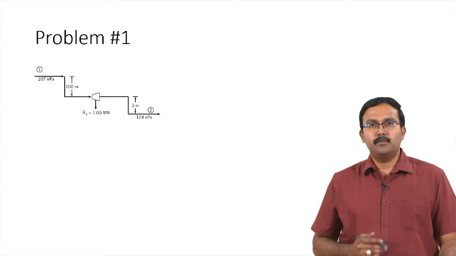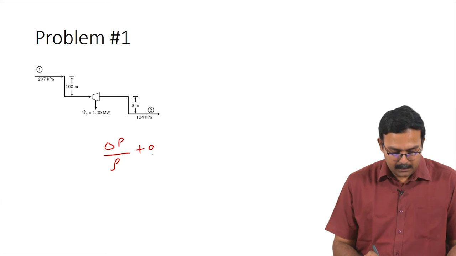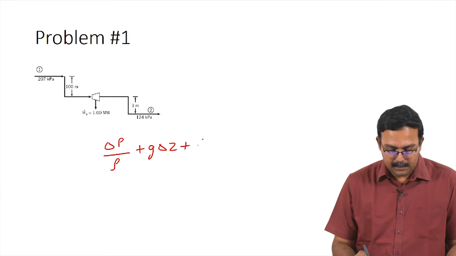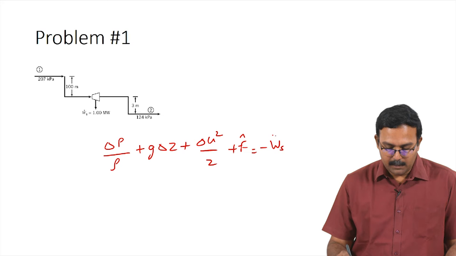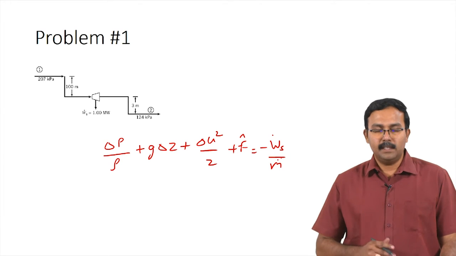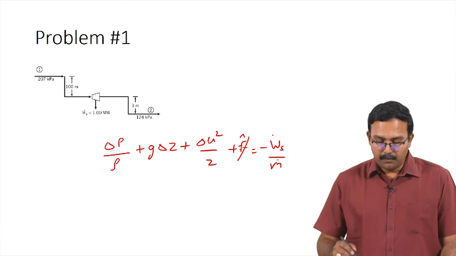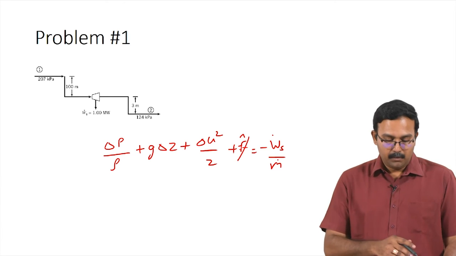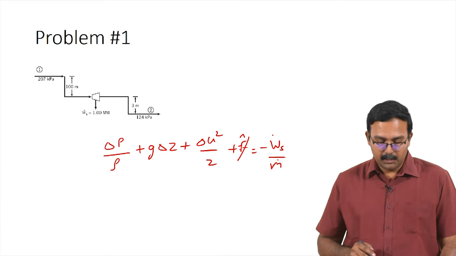The general equation for the mechanical energy balance can be written as delta P divided by rho plus g delta z plus delta u squared by 2 plus F-hat equals minus Ws-dot divided by m-dot. So, this would be the general mechanical energy balance equation. In this system, we can ignore friction because no friction factor has been provided to us. However, we cannot ignore shaft work.